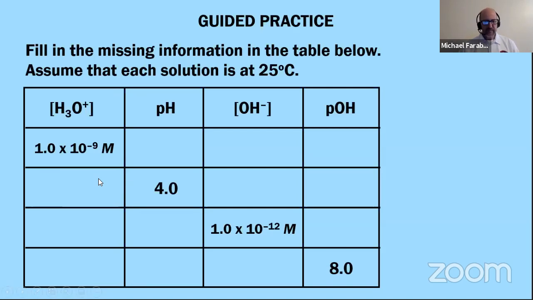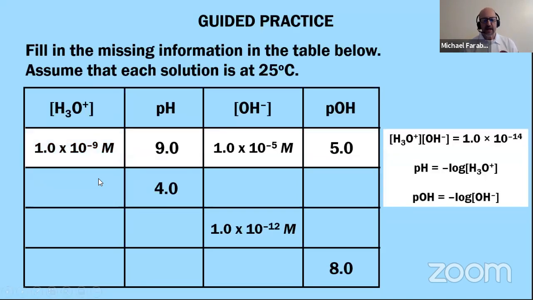Okay, so on the right side of the screen, you can see the relationships between concentration of hydronium and hydroxide and the pH and pOH definitions. So I'll give you a few moments to see if you can, mentally or actually on your scratch paper, fill in the remaining numbers in this problem. I'm going to give you a moment to think about and work on these next 3 rows.